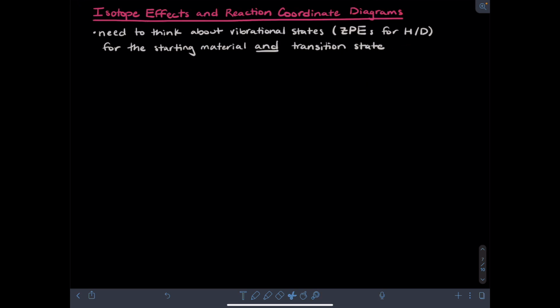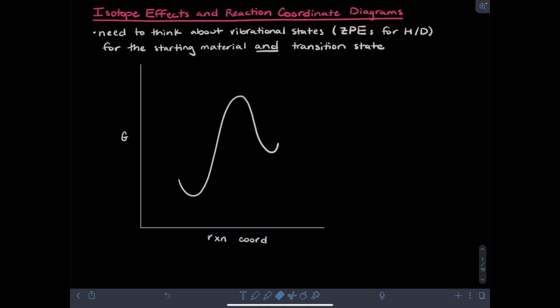For reactions in which we aren't having a complete homolytic cleavage of the bond to hydrogen or deuterium, we have to think about zero-point energies for both the starting material as well as the transition state. You can see how this is going to complicate things. So let's imagine a reaction coordinate diagram where we have a single transition state for an endergonic reaction.